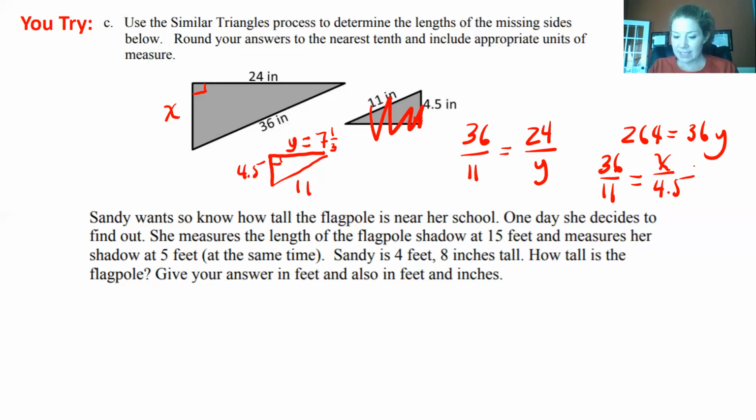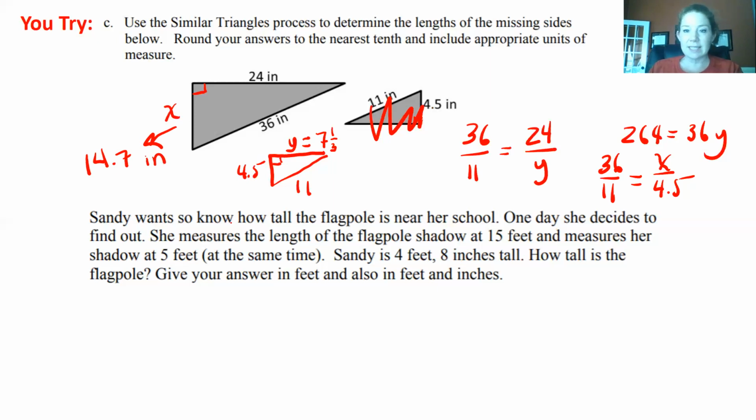So 36 times 4.5 is 162, and 162 divided by 11 is about 14.7. So X is about 14.7. So hopefully you guys got those right.